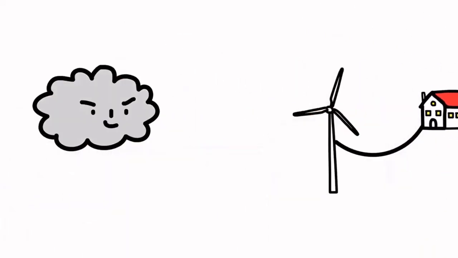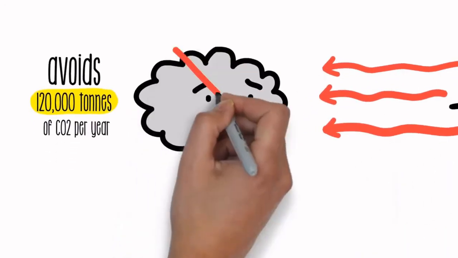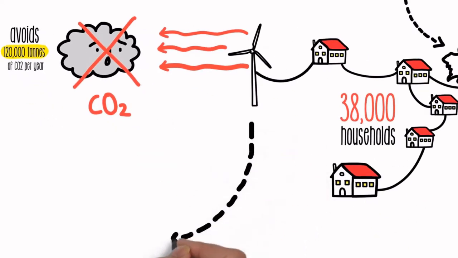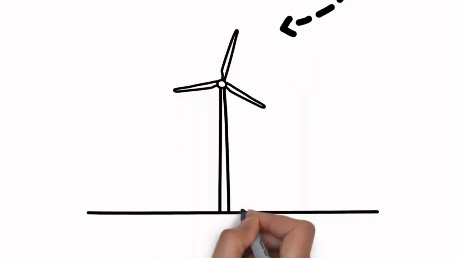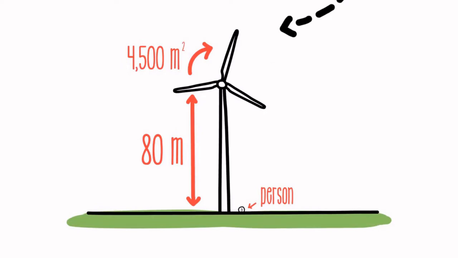These wind turbines can also avoid carbon dioxide. They are avoiding 120,000 tons of carbon dioxide per year. And this wind turbine is 80 meters in height. Do you see that the person is very small next to this wind turbine?